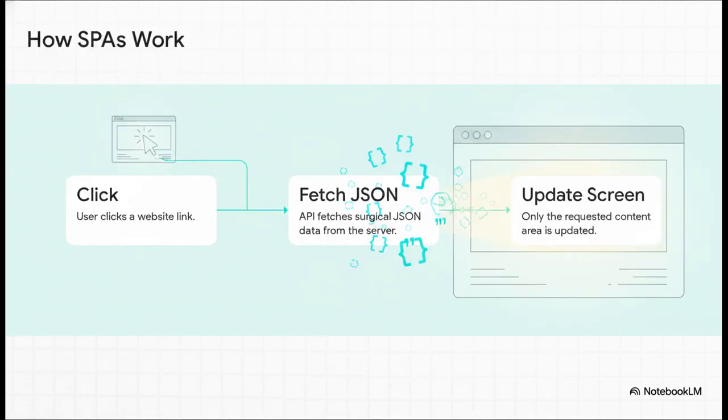Let's walk through exactly what this looks like in action. First, a user clicks a link on the website. Instead of a full-page reload, step 2 kicks in. An API fetches these surgical, lightweight data packages, called JSON, straight from the server. Finally, in step 3, only that specific requested content area gets updated on the screen. The header, the footer, the sidebars, they just stay perfectly still. It creates a lightning-fast, totally targeted update.